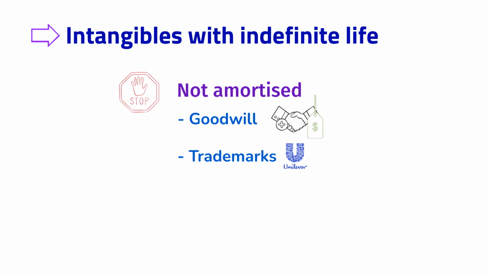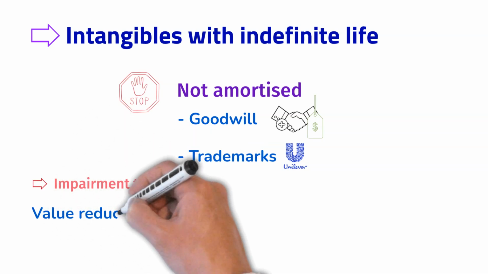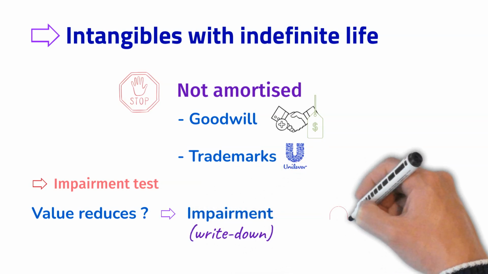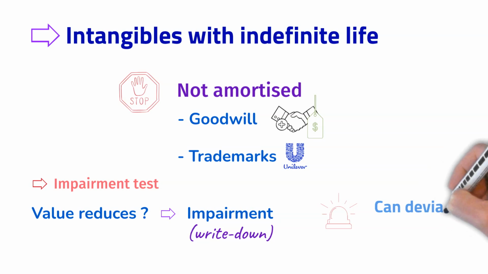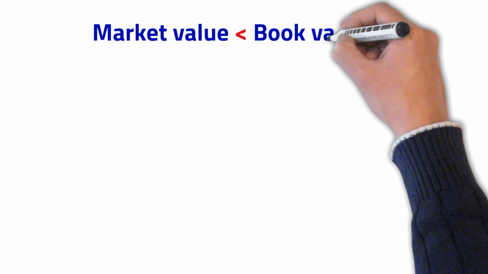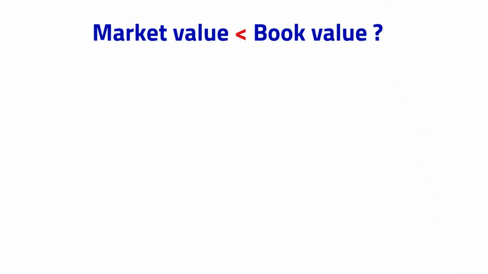In this case, every year, instead of amortization, they are assessed if their value still holds. This is called impairment test. And this treatment depends on different accounting principles. For example, goodwill is not amortized under IFRS, but it is amortized under German GAAP. However, even if the asset is depreciated and amortized, sometimes its market value can drop below its book value. In these cases, you need to test it.